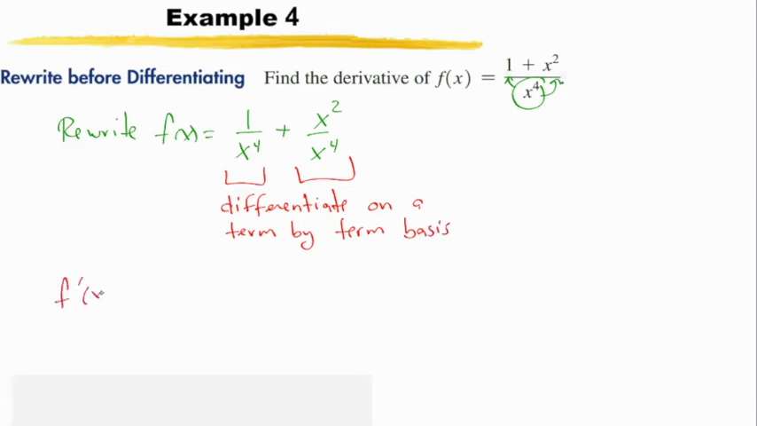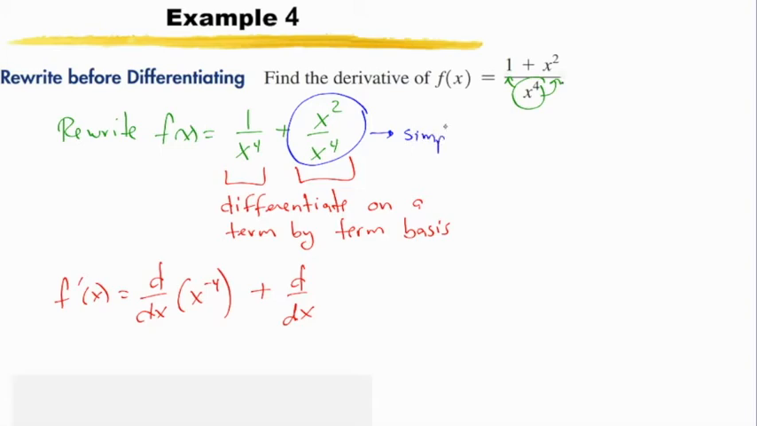So f prime of x will equal d/dx, and I'm going to write 1 over x to the fourth as x to the negative fourth, plus d/dx. I see that this fraction simplifies. x squared over x to the fourth is 1 over x squared, so I can rewrite that as x to the negative 2 power.